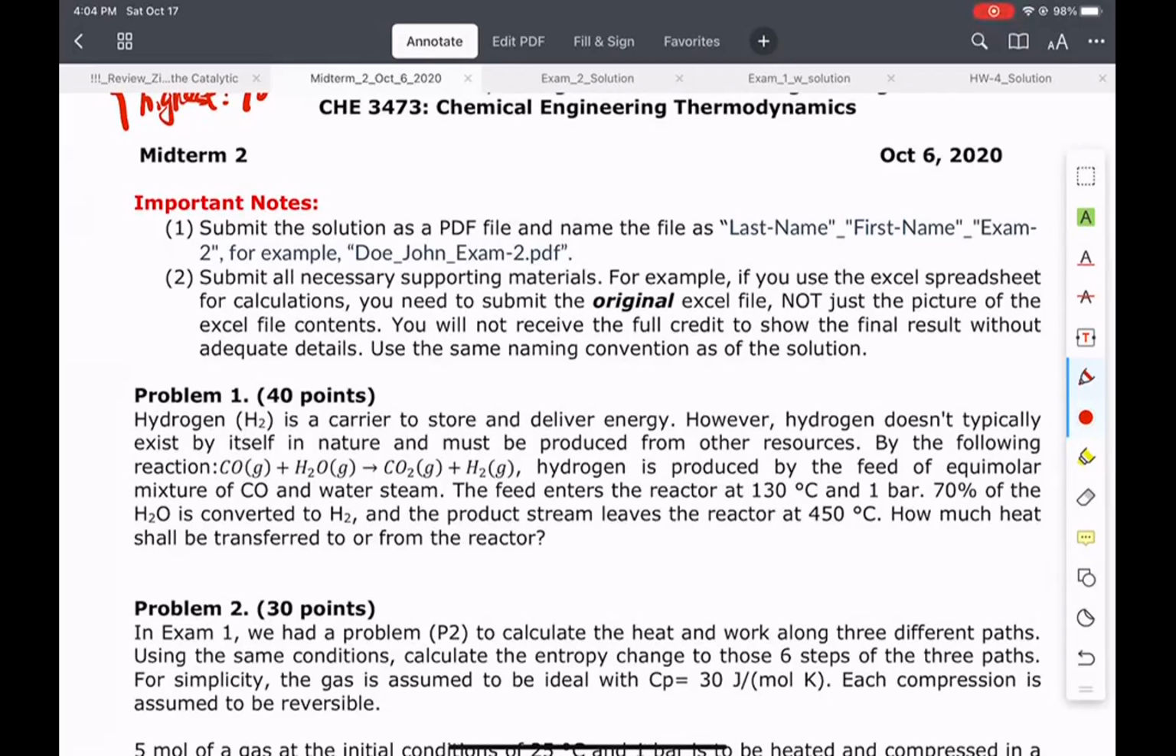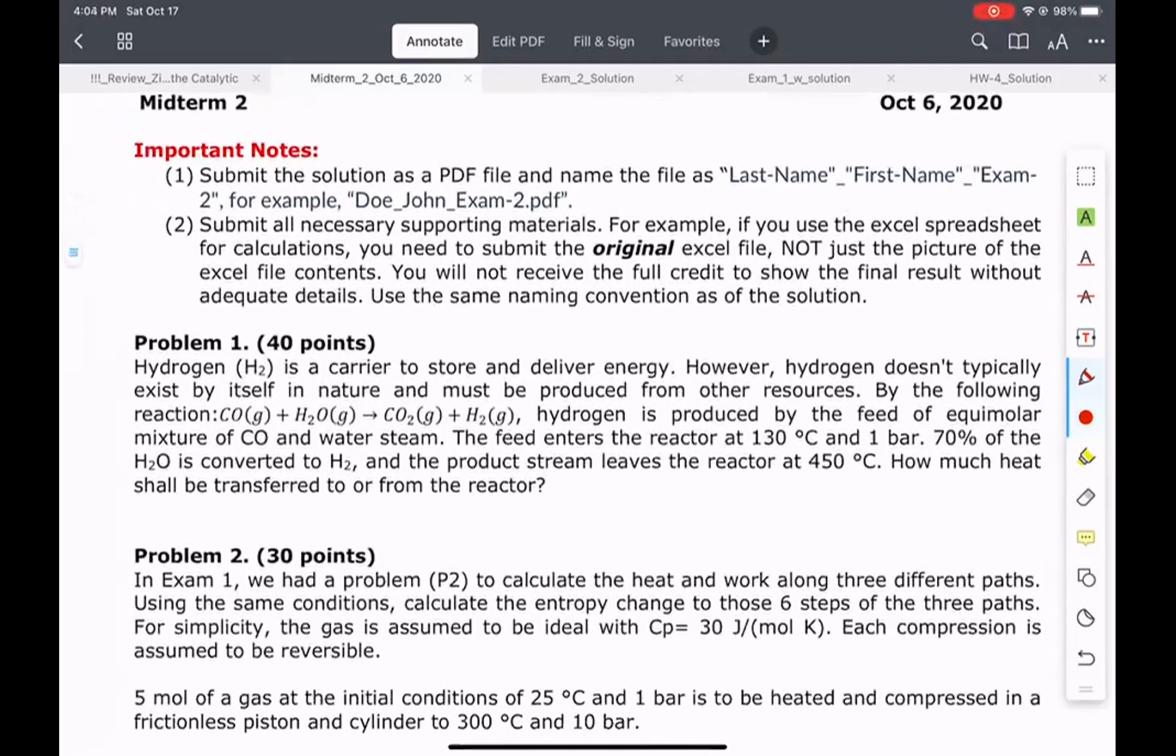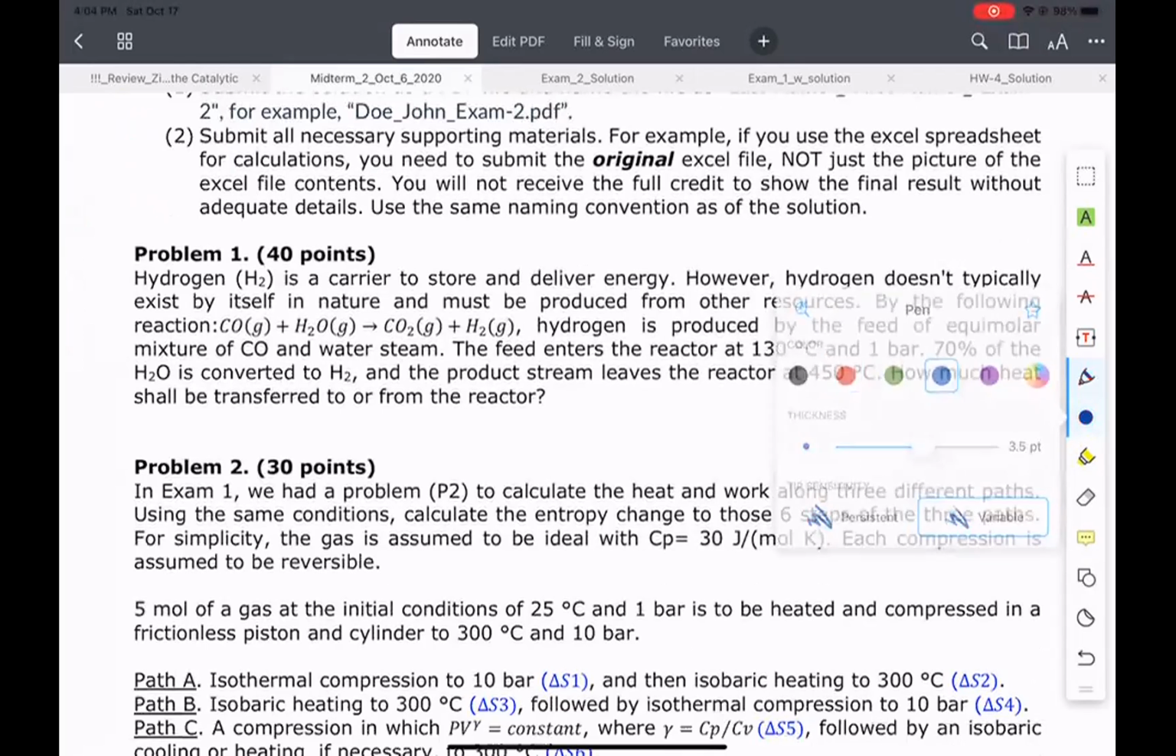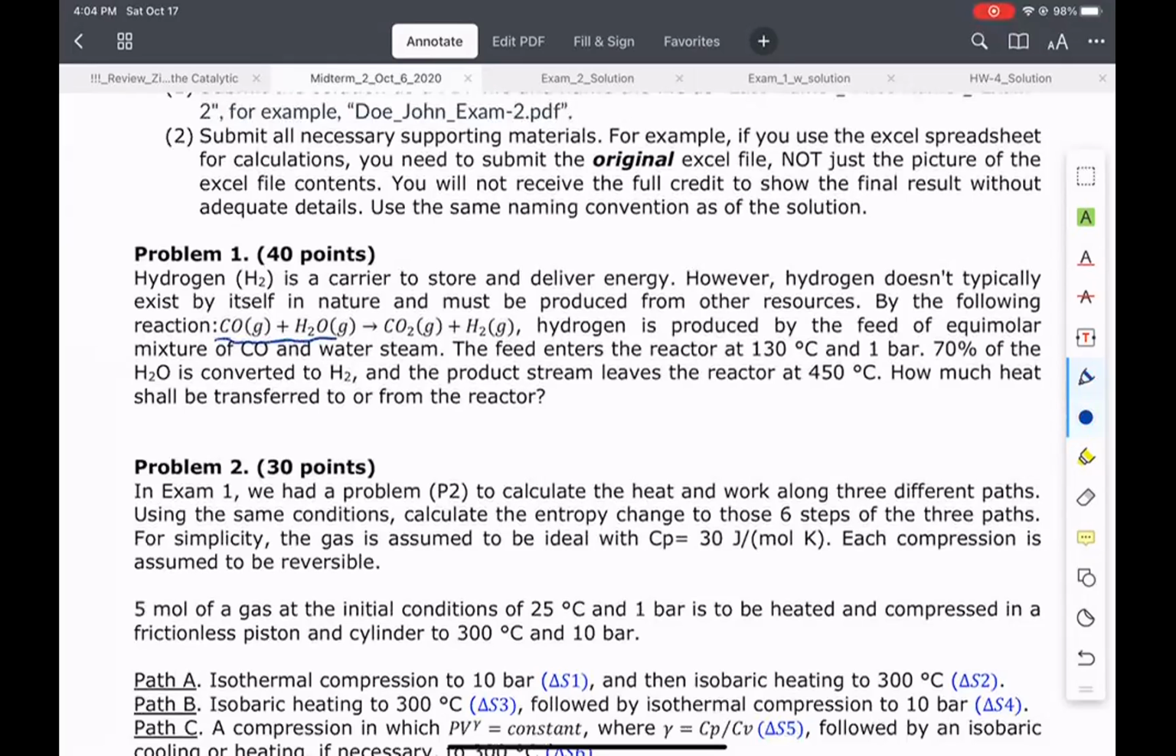So let's take a look at problem 1. As we can see, the problem statement says hydrogen is a carrier to store and deliver energy. However, hydrogen does not typically exist by itself in nature and must be produced from other resources by the following reaction. So obviously we need to deal with that reaction. CO will react with water and produce CO2 and hydrogen. And the good part is all those species would be in the vapor phase in the reaction.